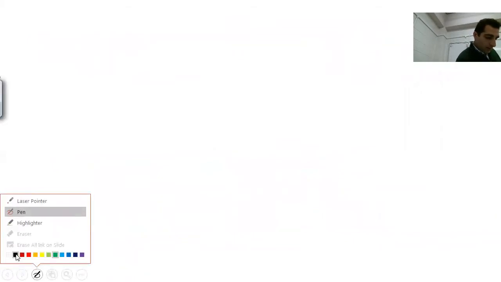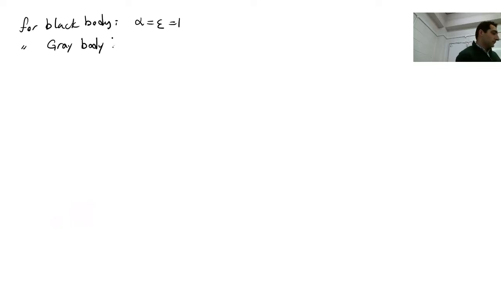Can I go to the next slide? I got it. So a quick review: for a black body, we said alpha equals epsilon equals 1. For a gray body, alpha equals epsilon, and alpha is between 0 and 1, and epsilon is between 0 and 1.